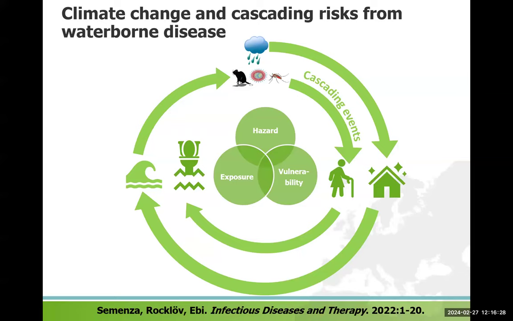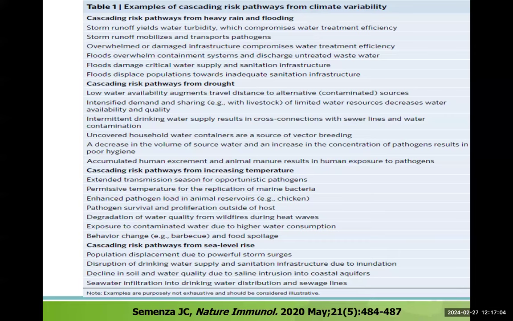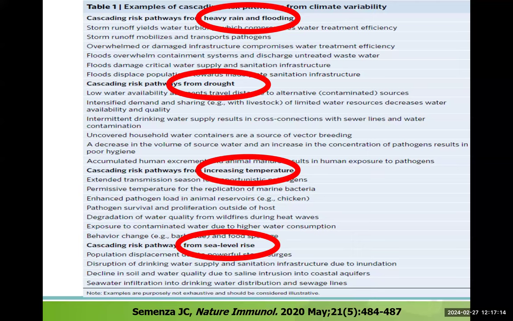So it is important to consider the risk, not just about hazard, vulnerability and exposure, but also the cascading pathways that can lead to increased risk to certain populations. So a heavy rain event can potentially trigger a sequence of secondary events where one event triggers the next, and those are called cascading risk pathways of causally connected events that can potentially result in large-scale waterborne outbreaks. For example, there are certain pathways that are caused by increased temperature, other pathways by drought, or by sea level rise. And in this paper here, I illustrate some of these examples. And I would like to walk you through some of these scenarios of what we can expect from these cascading risk pathways in relationship to these types of climate hazards.